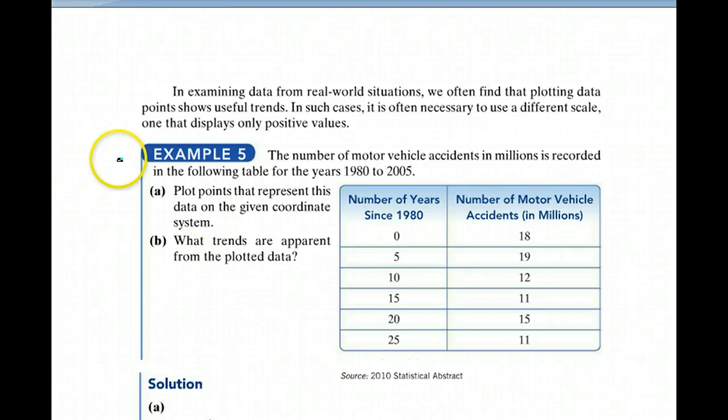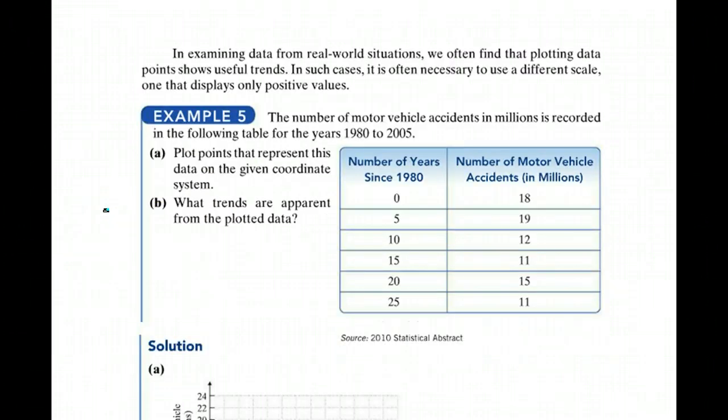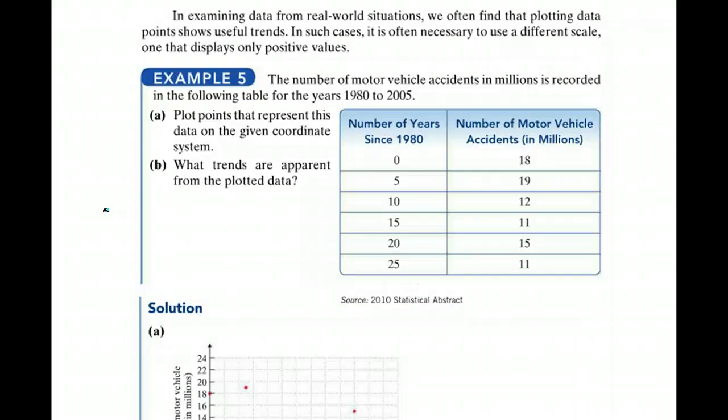So in example 5 here, we are looking at the number of motor vehicle accidents in millions, and this is recorded in the following table from 1980 to 2005. What we want to do is, for letter A, it says plot points that represent this data on the given coordinate system. And then for letter B, what trends are apparent from the plotted data?